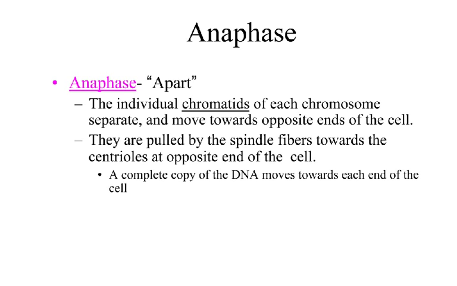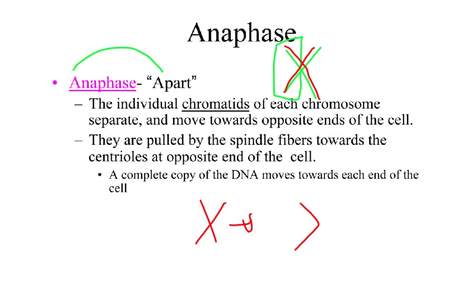Up next is anaphase. I like to say that anaphase is when they move apart. Remember, we have chromatids. A chromatid is essentially 1/2 of the chromosome, and they get pulled apart, right? You have your X, and the spindle fibers pull them away from each other, so they get moved towards opposite ends of the cell. You need to remember that each side is a complete copy, so you're moving one complete copy of DNA towards either end of the cell.